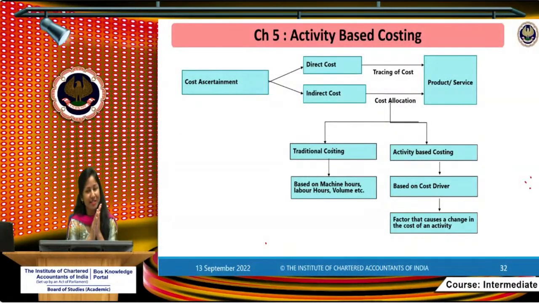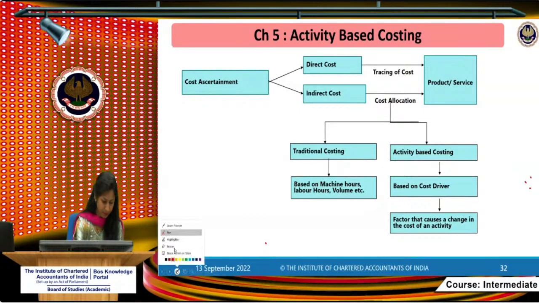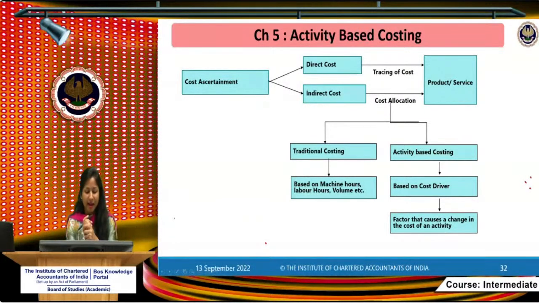Activity based costing. What is activity based costing? Okay, let's understand this first. As you can see here, there are two parts of cost. It can be direct, it can be indirect. What is direct? Direct is the cost which is directly related to a product. What can it be? It can be material, it can be labor, it can be any other expenses directly related to the product.